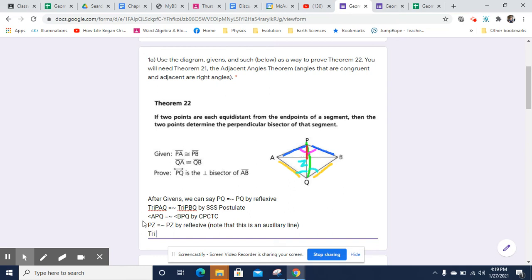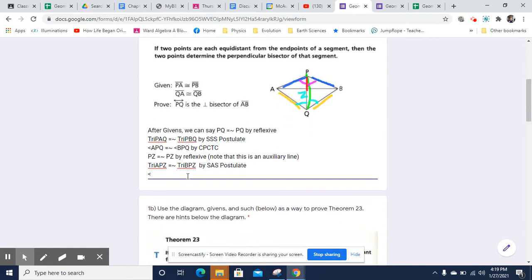So triangle APZ is congruent to triangle BPZ. You could have used some other letter, of course, by side, angle, side postulate. Okay, now, once we've proven that, we can go on and prove that angle PZA and PZB are congruent by CPCTC. So angles, I'm going to scroll down a little bit here.